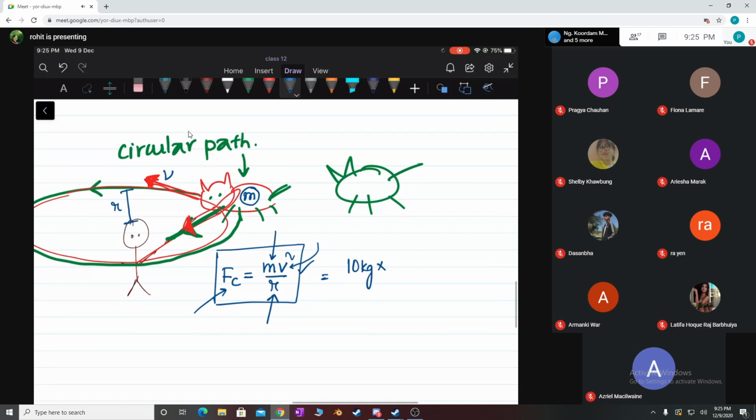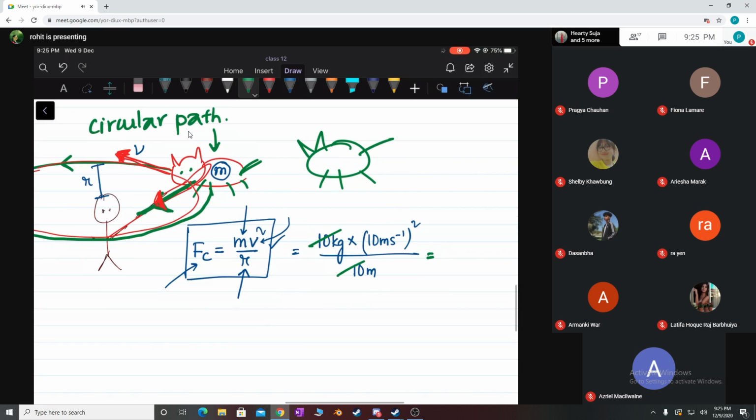Let me give you an example: a 10 kg cat. You want it to rotate with a velocity of 10 meters per second. You write here that velocity squared, divided by the radius. You want the radius to be 10 meters, suppose, so you just write 10 meters. Automatically you'll see 10 and 10 get cancelled. You're going to get here 100. That 100 is going to be 100 newtons, by the way, because when you adjust the units, you're going to get newtons.